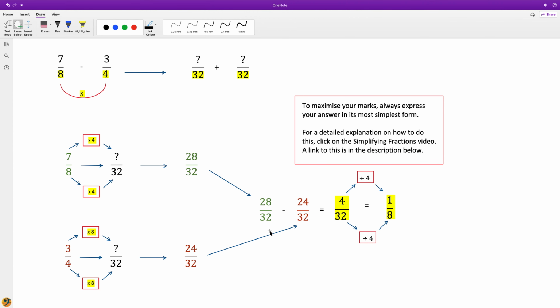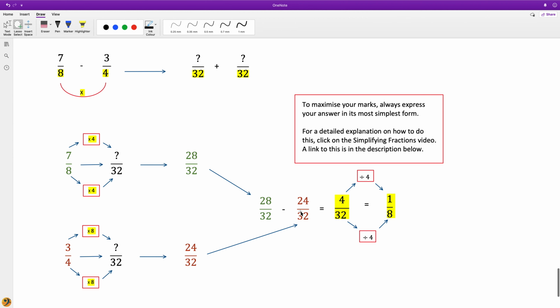And then we just simply rewrite it here as we've done here. So we've got 28 over 32 minus 24 over 32. Because the denominators are the same, we can just simply go ahead and subtract the numerators. So we end up with 28 minus 24, which gives us 4. And the common denominator here is 32.